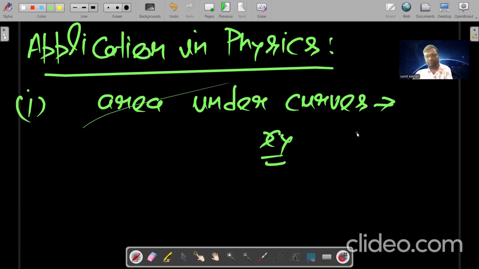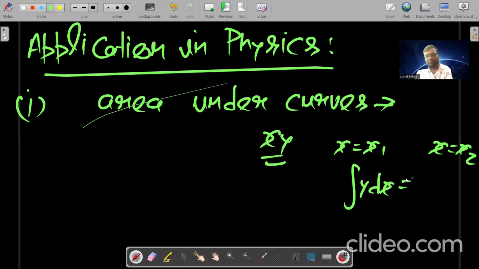We studied one curve y is equal to f(x) and there were two limits, x equal to x1 and x equal to x2. And what we were doing, we were integrating y dx. Y was what? Length, and dx is what? Breadth. So this is nothing else but area. And students, if you integrate it between x equal to x1 to x equal to x2, it will give the summation of all the small areas between the limits x equal to x1 to x equal to x2.